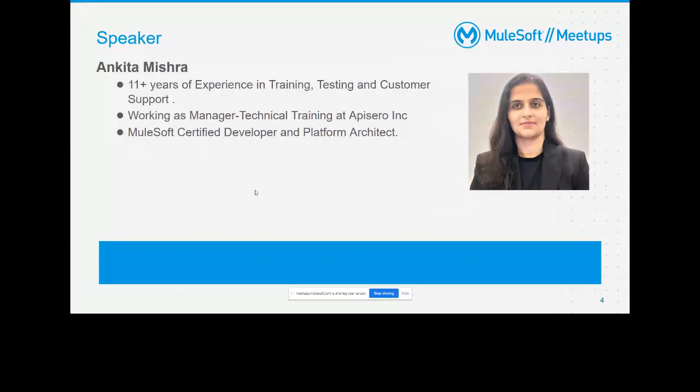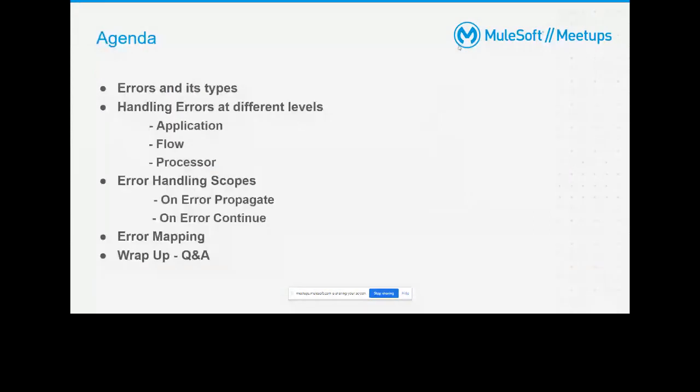This particular session is designed for people who are new to Mule and who are interested to learn about error handling. How do we handle errors in MuleSoft? So the agenda for today's session: we will talk about the different kinds of errors that we have in Mule. We will learn how to handle errors at different levels: application level, flow level, and processor level. There are different ways of handling errors at different levels. We will also learn about different scopes of handling errors, like on error propagate and on error continue. And at the end of the session, we will also learn about error mapping.